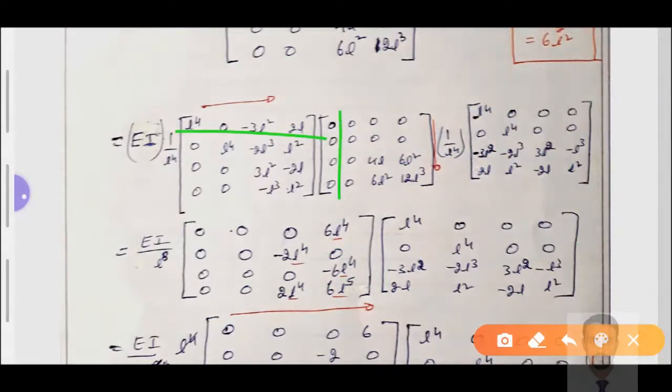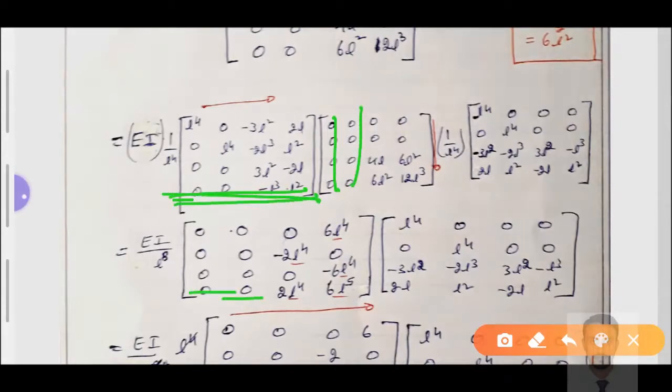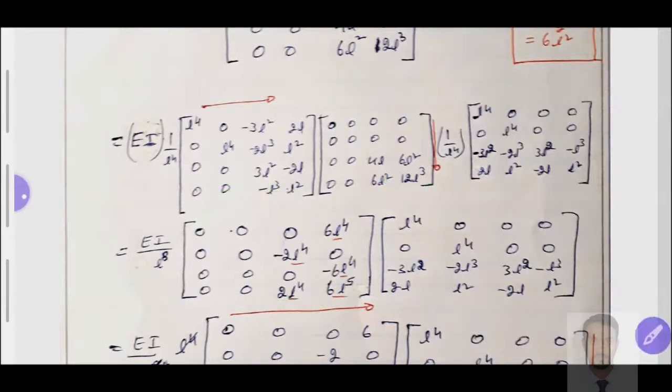First row, first column, this one. First row, second column, this one. First row, third column is this one. First row, fourth column is this one. Similarly, you find out the second row, first column, second row, second column, second row, third column, second row, fourth column, and then similarly third row, first column, this one. Third row, second column is this one. Third row, third column is this one. Third row, fourth column is this one. Similarly, fourth row, first column, this one. Fourth row, second column is this one. Fourth row, third column is this one. Fourth row, fourth column is this one. All the values you calculated as per the first row, you will get this matrix.